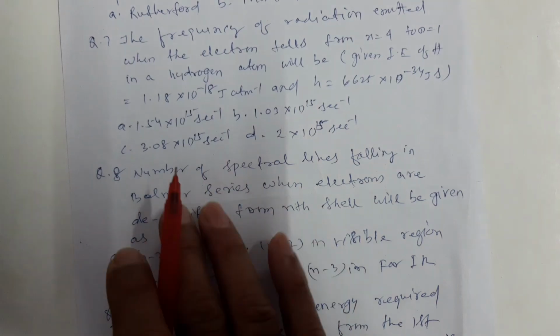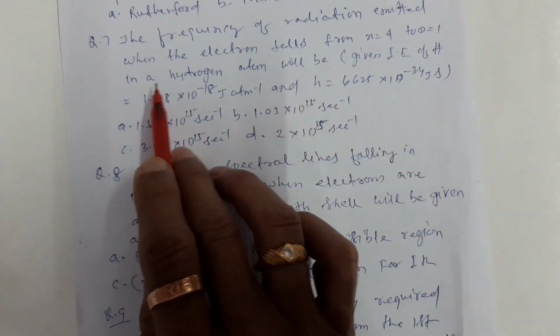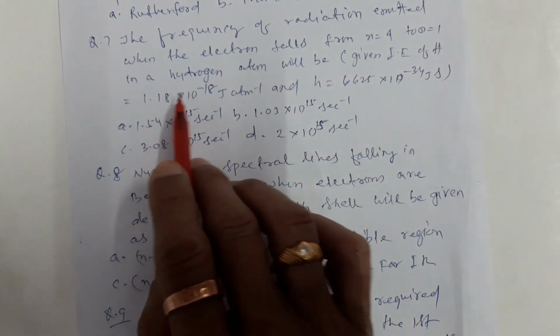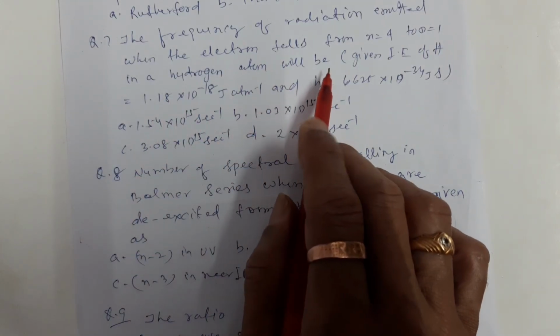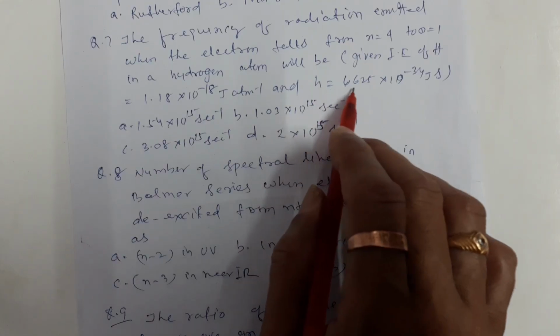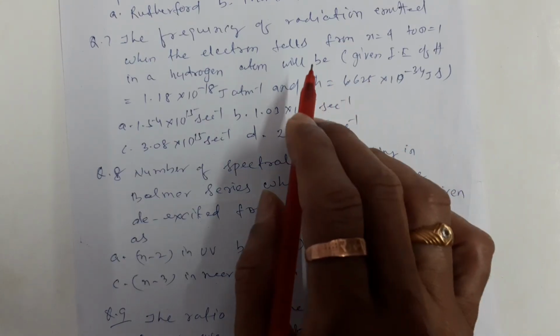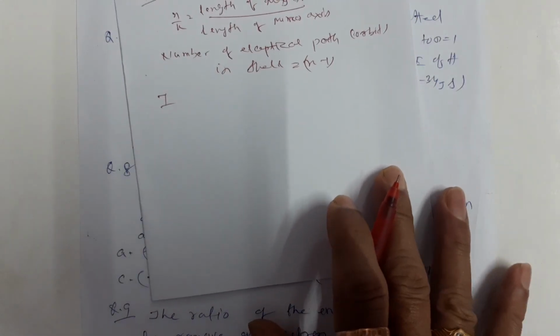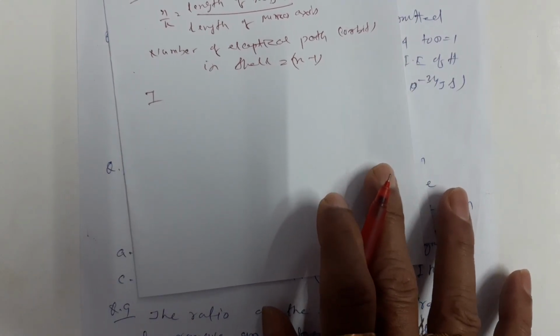Next, the frequency of radiation emitted when an electron falls from n equals 4 to n equals 1 in a hydrogen atom will be given. The ionization energy is given this much, and Planck's constant is given. So you have to find the frequency of radiation. Question number 7. How to do it?